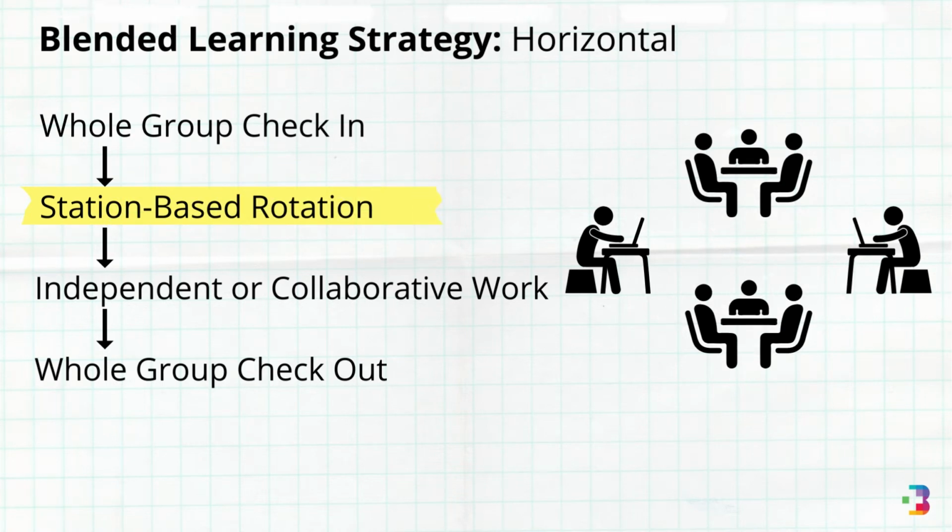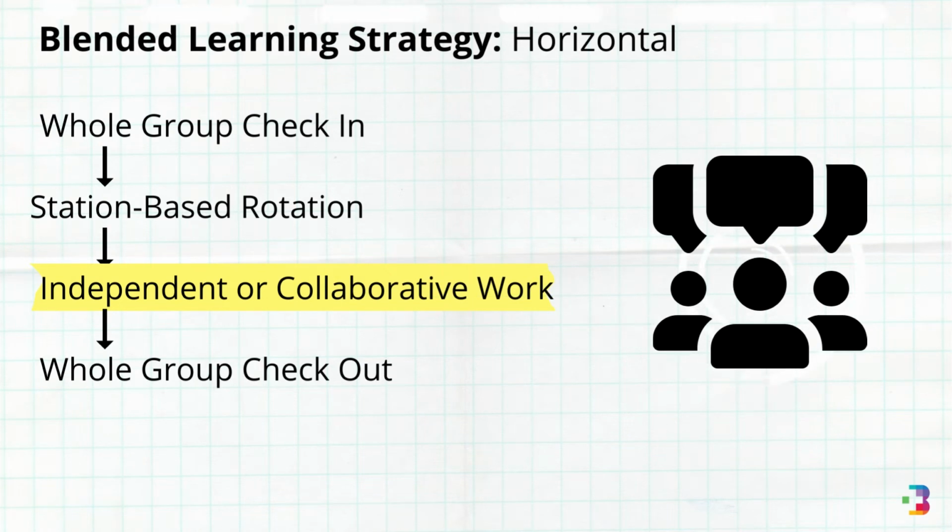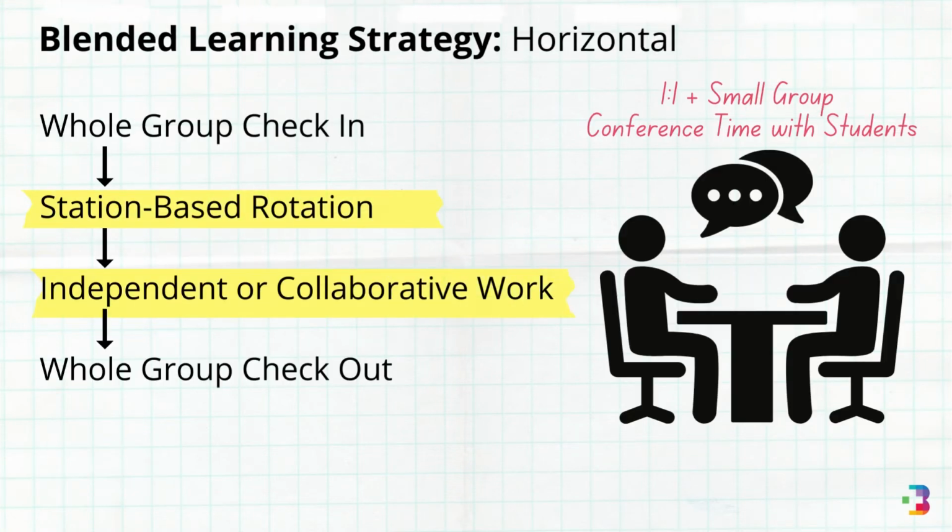These stations can be independent or in small groups. Before coming back together as a whole class for group checkout, students participate in either an independent or collaborative activity to synthesize what they learned in their rotating stations. Students can internalize and reflect on the station-based activities or build their cooperative skills during collaborative time. Teachers have more opportunity for one-on-one and small group conferencing in a horizontal planning approach and can meet with students during station-based rotations and, depending on the activity, during independent or collaborative time as well.